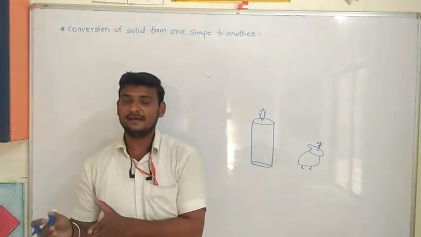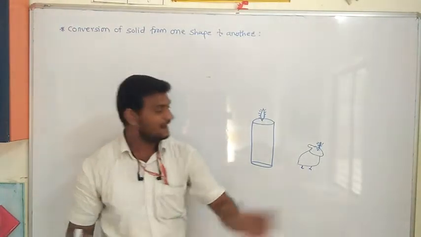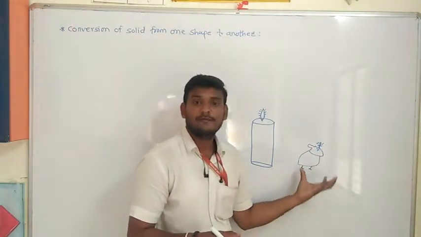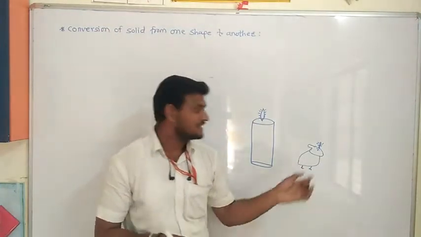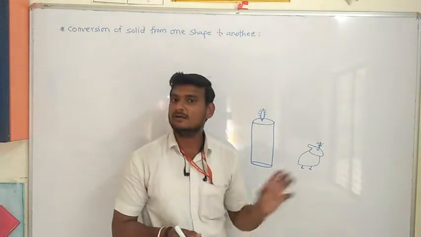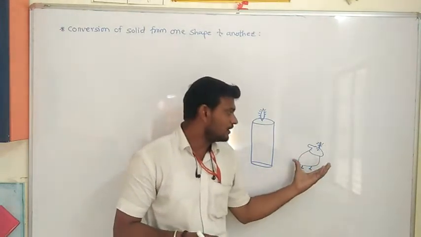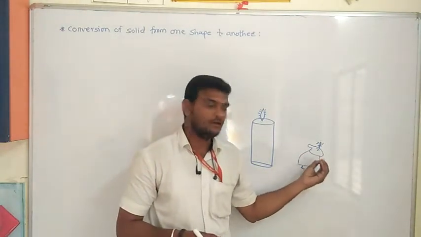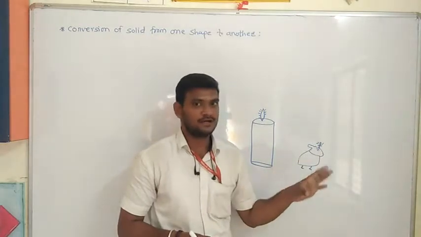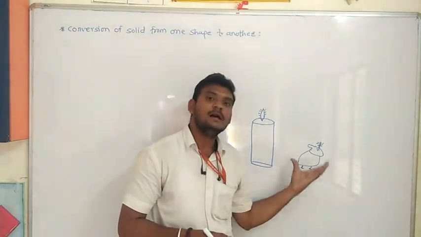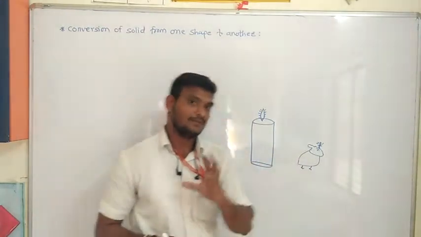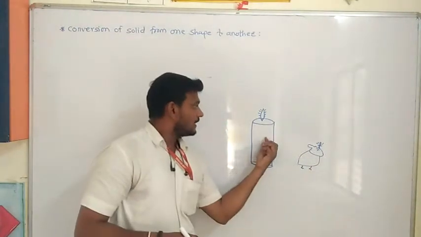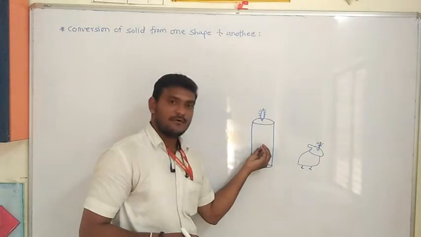This liquid wax will be converted into a solid form, and we will get a candle in the shape of a rabbit, because that container was initially in the shape of a rabbit. So the obtained object will be in the shape of the container. That shape of the container was a rabbit, so we are getting a rabbit as a candle. Now here, think one thing. Now this is a candle which is in the shape of a cylinder.